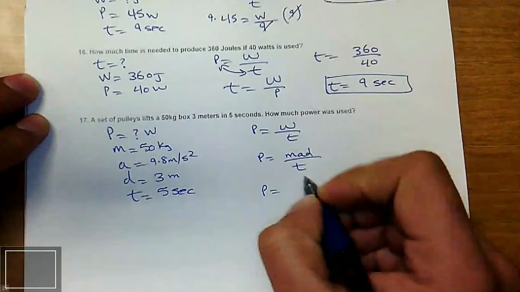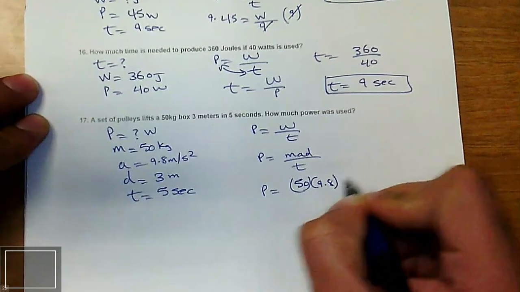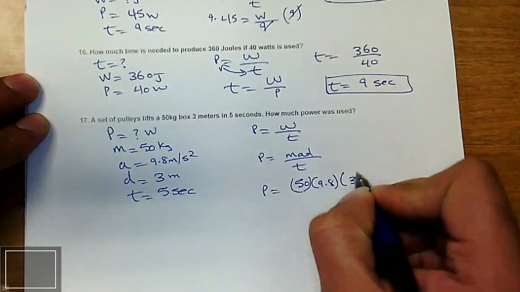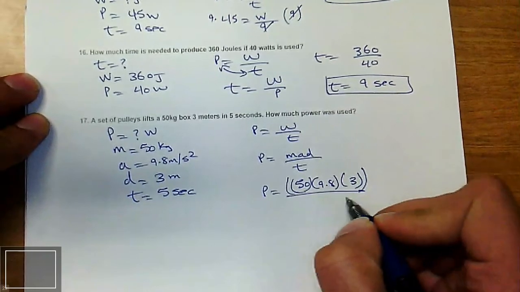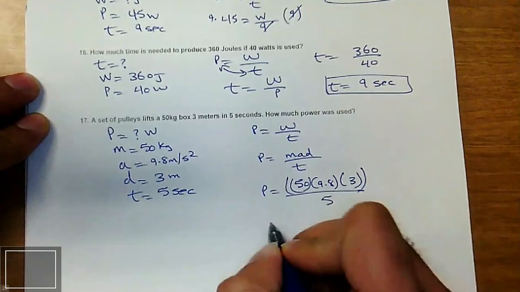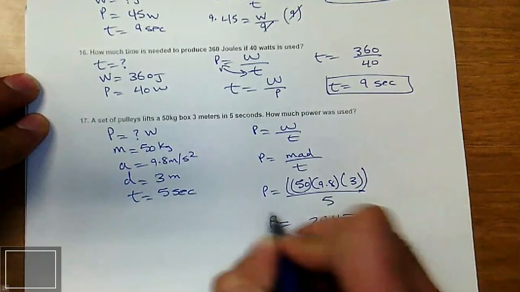And now we'll go ahead and replace our values. We had a mass of 50, our acceleration was 9.8, and our distance was 3 meters. Again, you want to make sure these are all multiplied out first before dividing by your time, which was 5 seconds. So our power is equal to 294 joules.